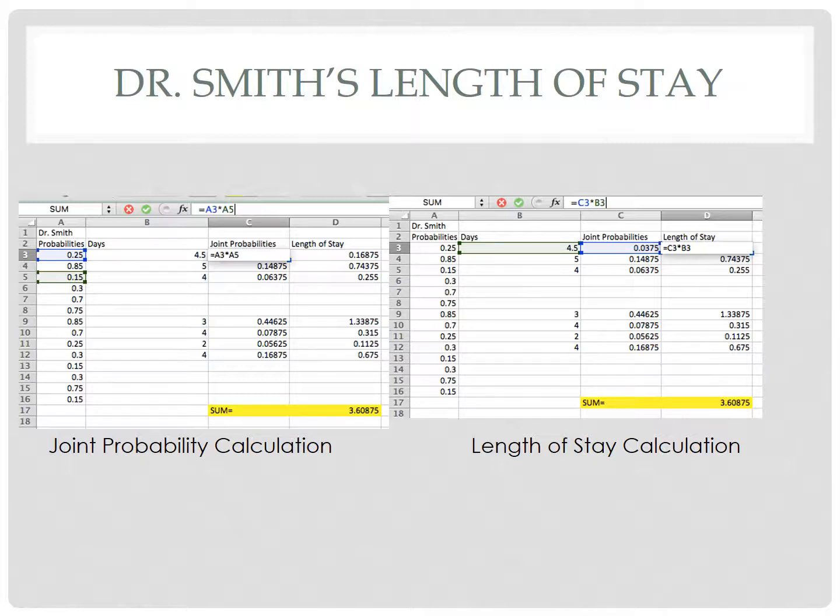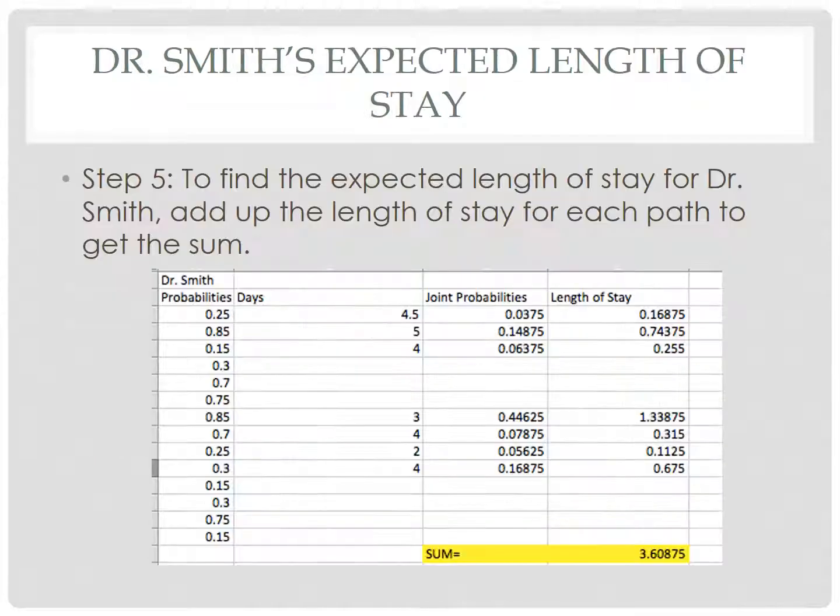The second image to the right shows how to find the length of stay for that path. We simply multiply the days associated with that path, which in the first path is 4.5 days, by the joint probability that we found. This gives the length of stay for that path. This is continued for each pathway in the decision tree until we can find the sum. When taking the sum of each path's length of stay, we see that 3.6075 days is the expected length of stay for Dr. Smith.